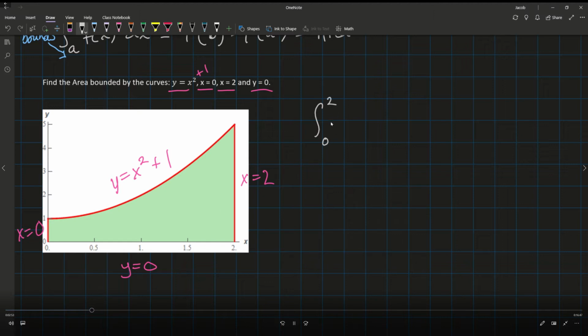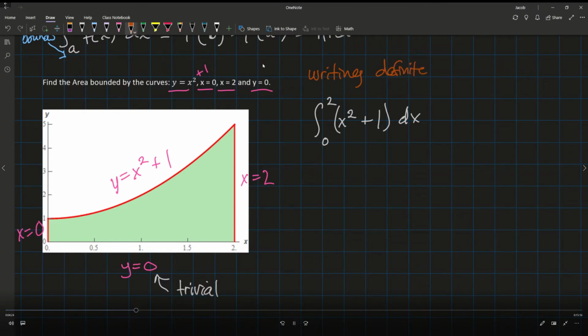So we actually have to write this integral, and I'm going to write from the left bound 0 to the right bound 2, and I'm going to integrate the curve, x squared plus 1, and multiply that by dx. Like I said, y equals 0 is a little trivial. And yes, we are finding the area bounded by curves, but just to re-emphasize this, you need to write the definite integral, because we're writing it and we're also interpreting the definite integral to be area.